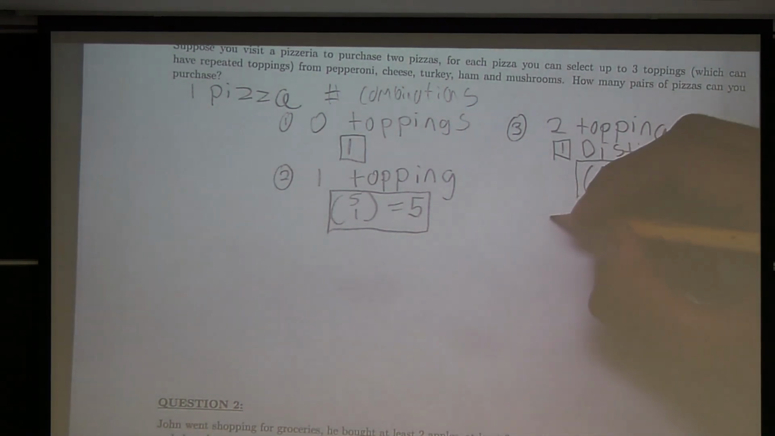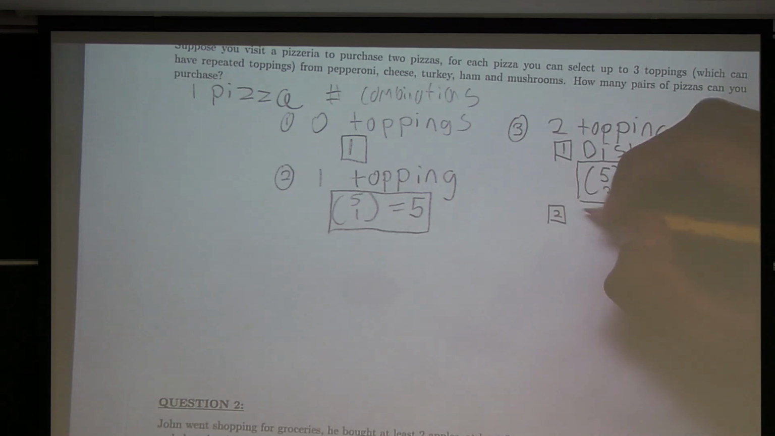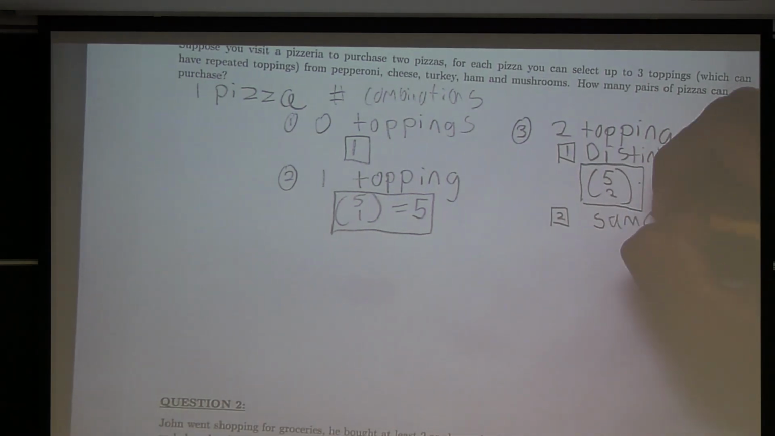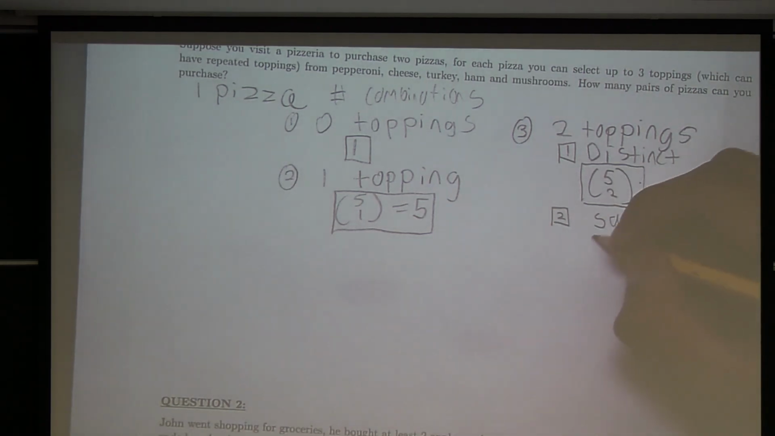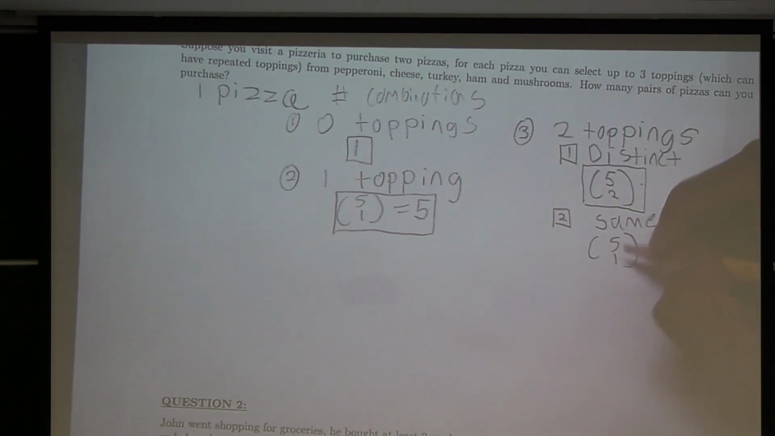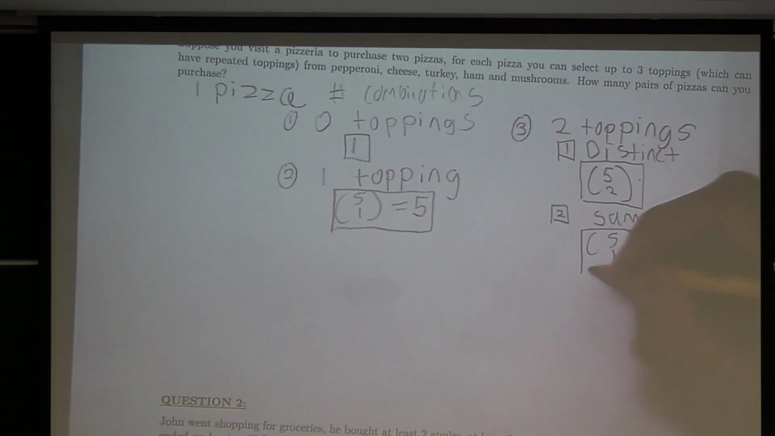And if they are the same, then we'll just have double toppings, so double pepperoni or double turkey. So in that case, we just do 5 choose 1. Is everyone following along so far? Okay.